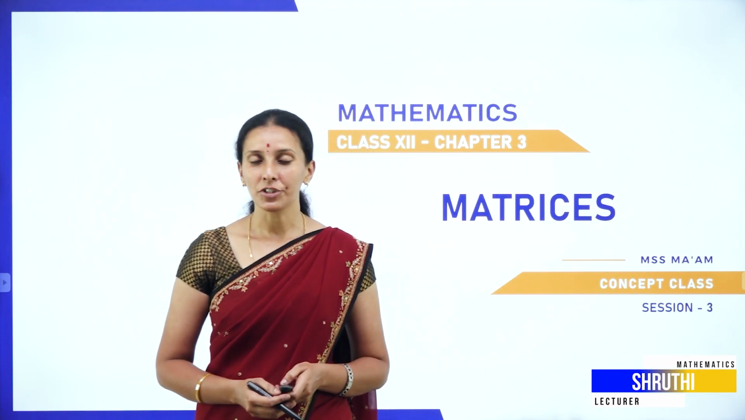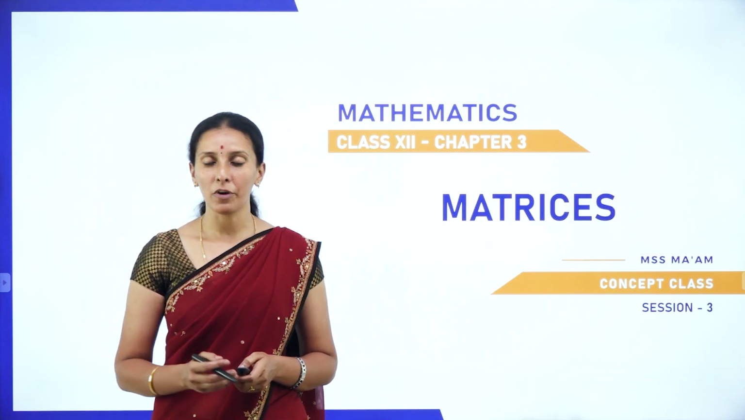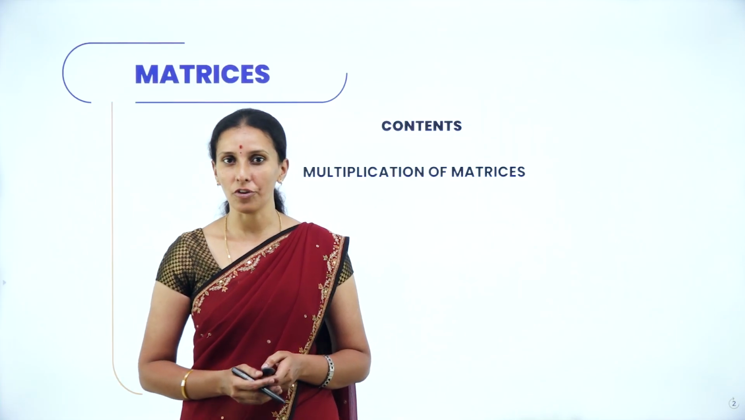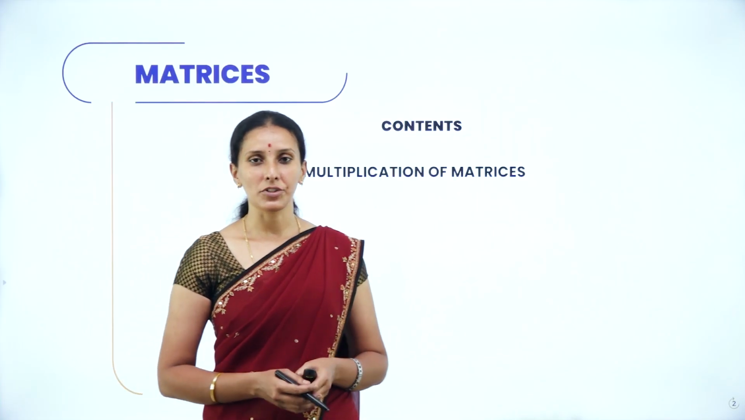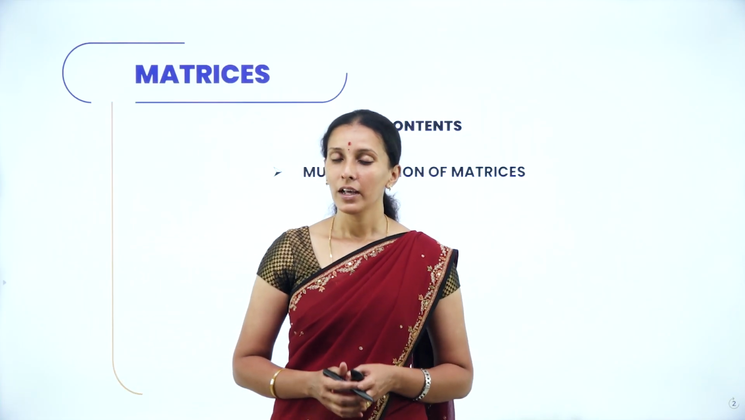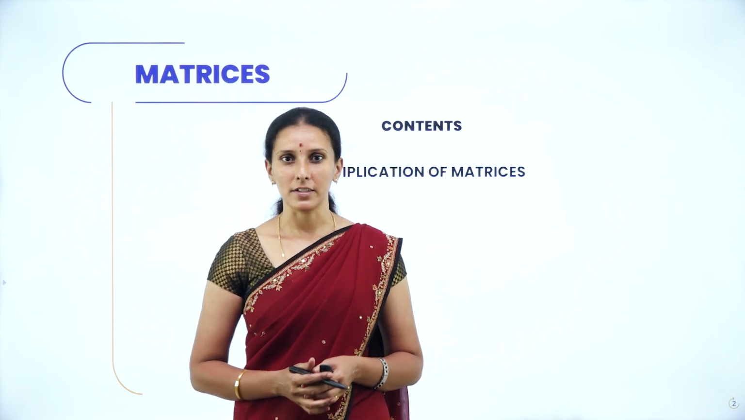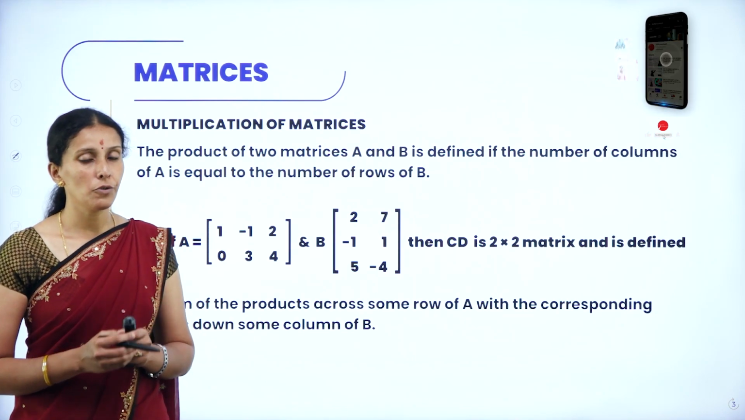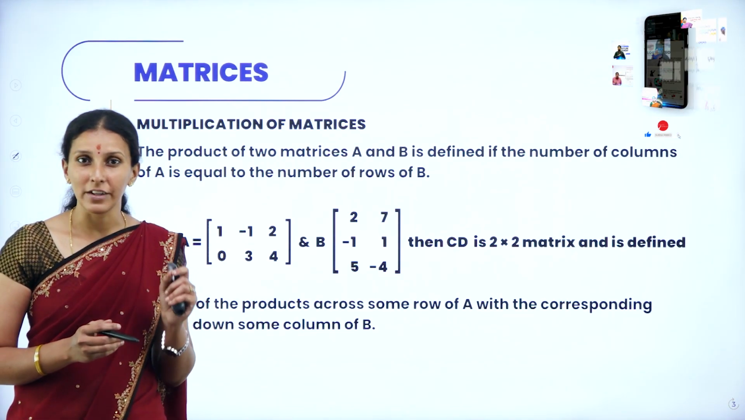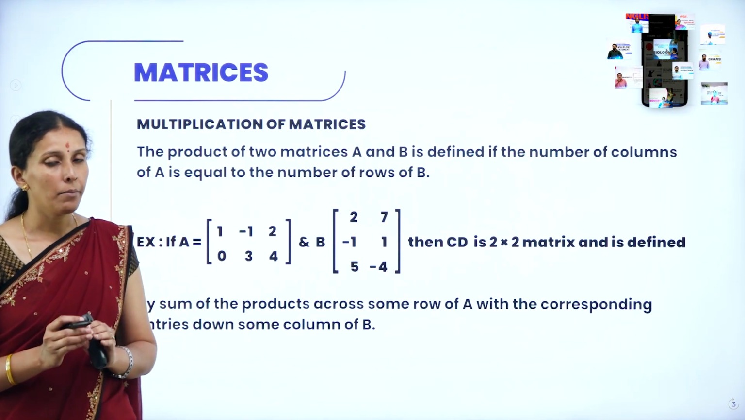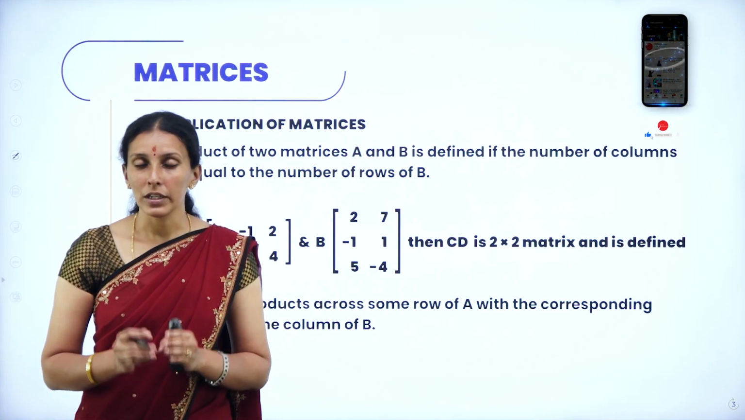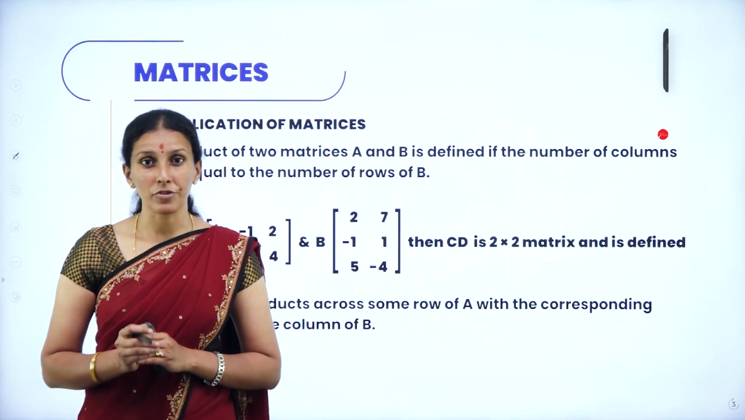In the previous session, we have learnt about the algebra of matrices. That is, we have studied the addition and subtraction of matrices. In today's session, I'll be explaining about the multiplication of matrices. So the multiplication of matrices, or the product of two matrices A and B, is defined only when the number of columns of the first matrix A is equal to the number of rows of the second matrix B.